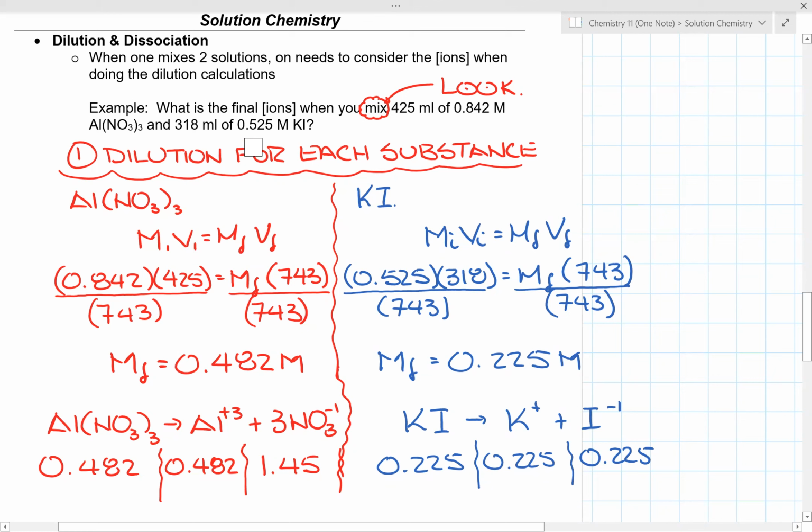Now, recall when you're mixing two solutions, you have to find the final concentrations of each solution, and then you apply that concentration to the dissociation equation. This is pretty straightforward. What I want to do right now is show you a challenging question, which kicks it up a little bit.